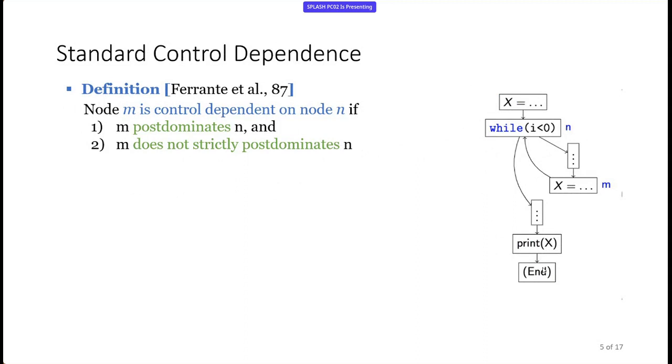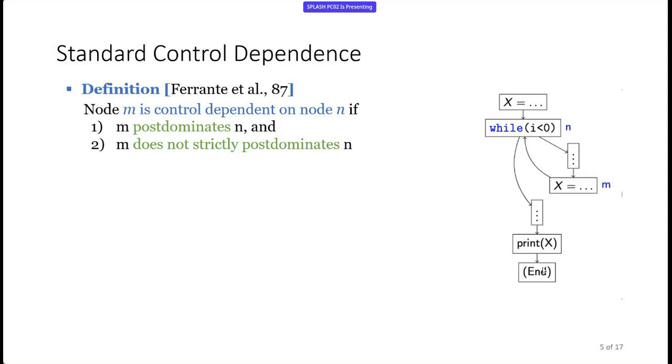The standard definition of control dependency was provided several decades ago by Ferrante and his colleagues in 1987. This definition says that a control flow graph node M is control dependent on another control flow graph node N if two conditions are satisfied. The first condition is that M must post dominate the nodes between N and M. What does it mean? It means all the paths that start from any node between N and M to the exit node must go through M. So this is the first condition.